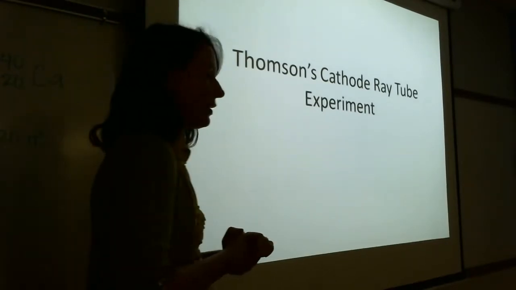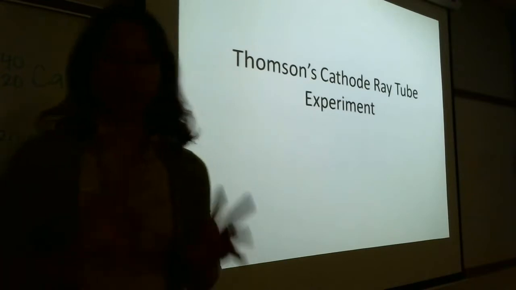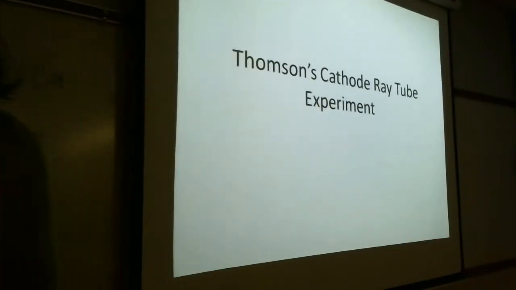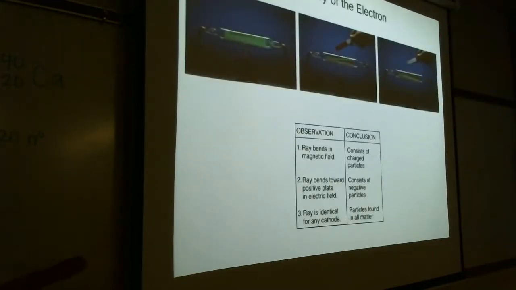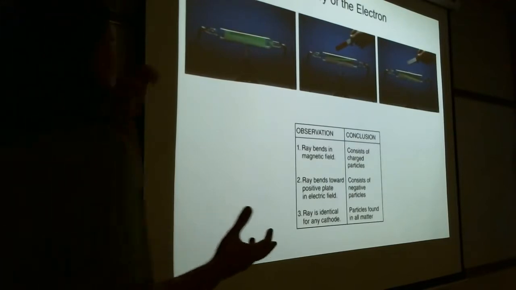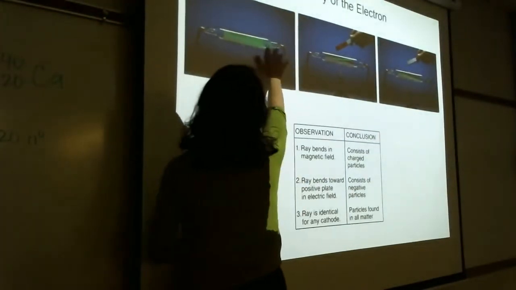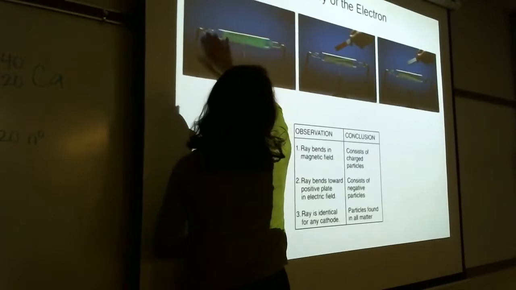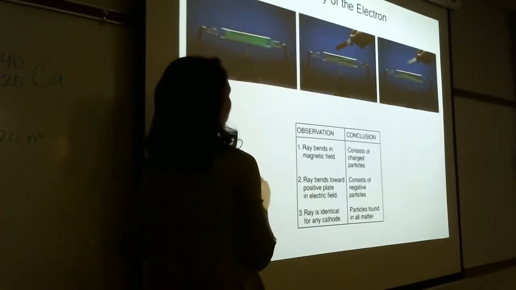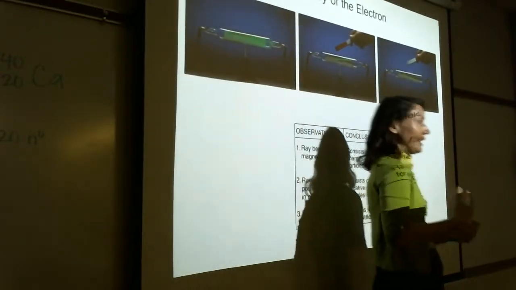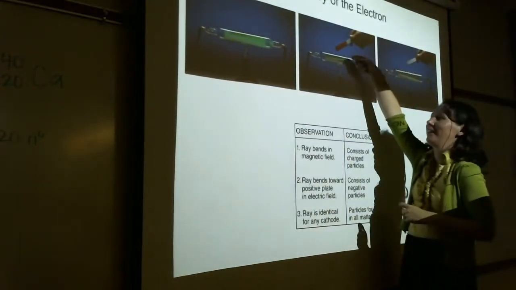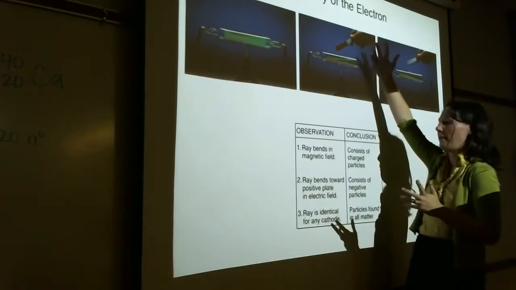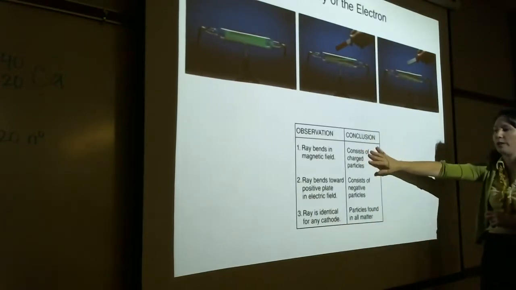Maybe you've heard of this from physical science or physics, high school. Let's talk about it. It's called the cathode ray tube. And it discovered the electron, essentially. So what we have here is a beam of particles, okay? And then Thomson took a magnet and held it in the area and looked at what happened, right? So the ray bends in response to a magnetic field.